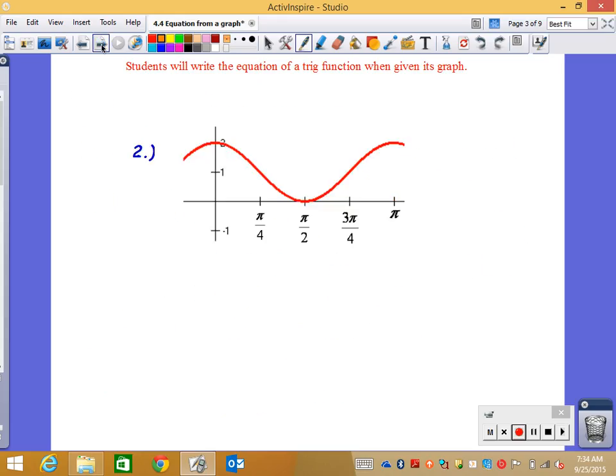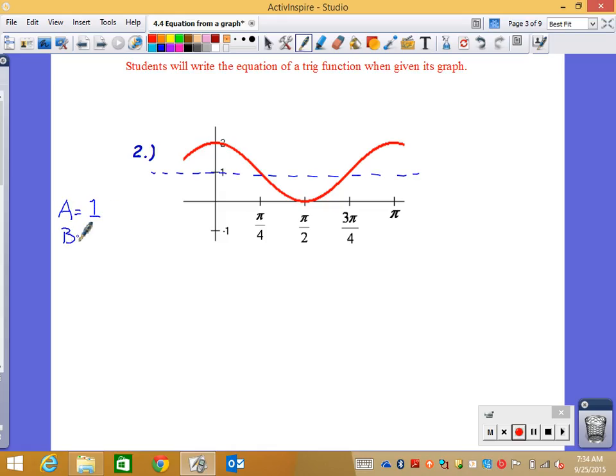So let's do another one here. How do I start? I always start by drawing a dashed line, cutting my graph in half. Why? Because that helps me figure out some values. My a value, for instance, is the distance from my dashed line to the peak. Well, that's just a distance of 1.